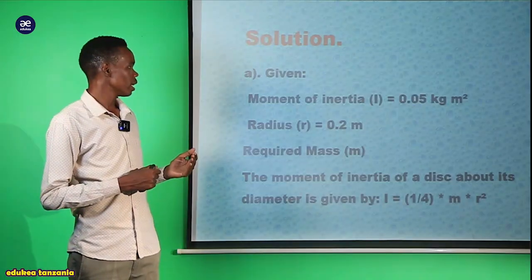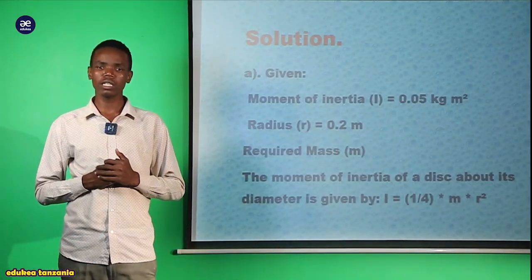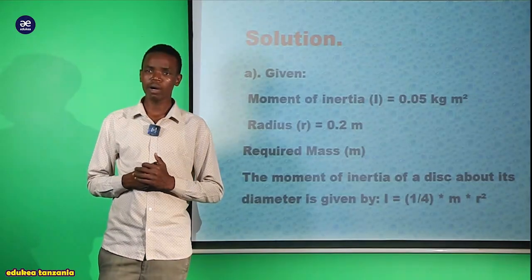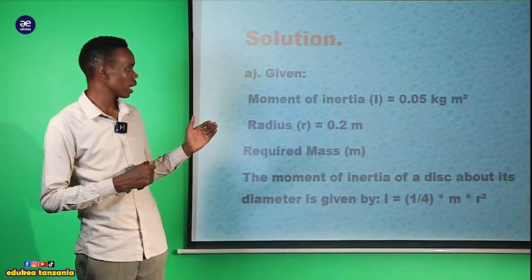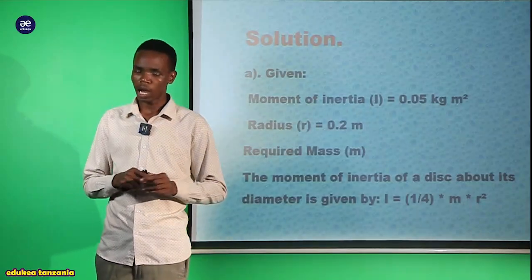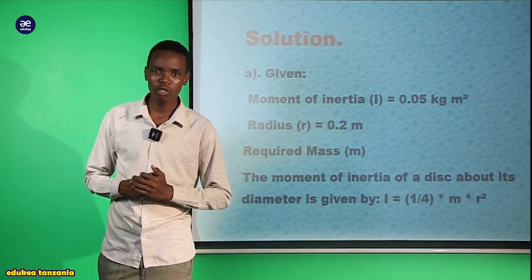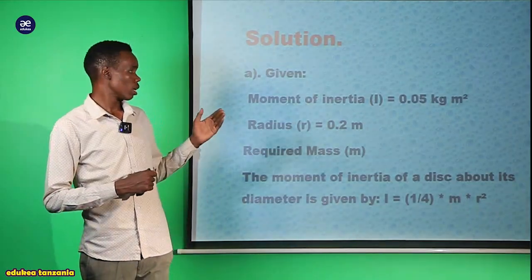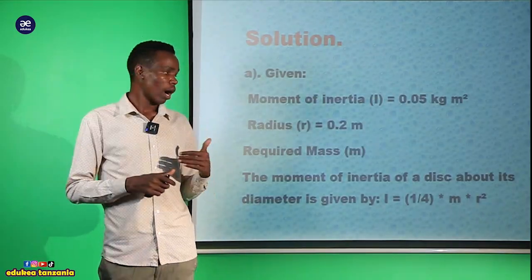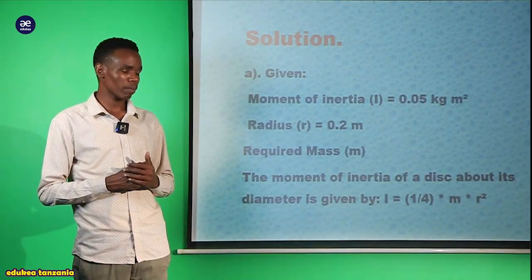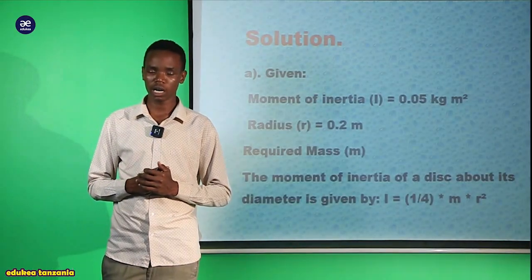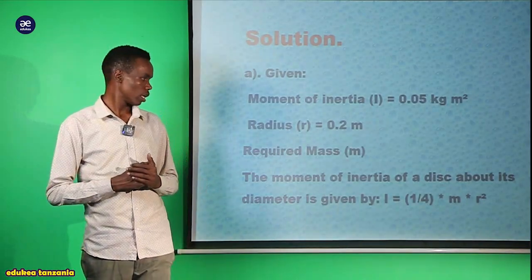So on Roman A, let us start summarizing our given values into our equation here. For our equation, we have the radius, we have the moment of inertia of that disk along the diameter, and also we have the radius of that disk. Now, how can we get the mass of the disk? That is what we have been asked on our question here.